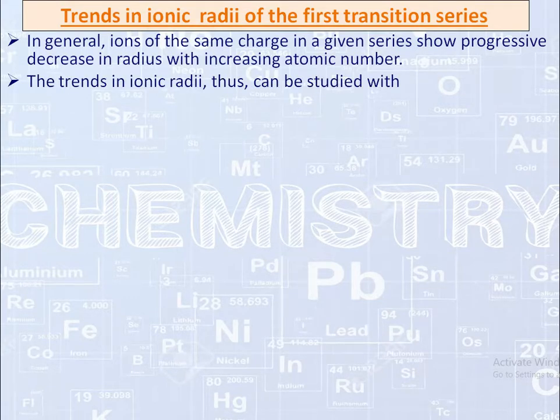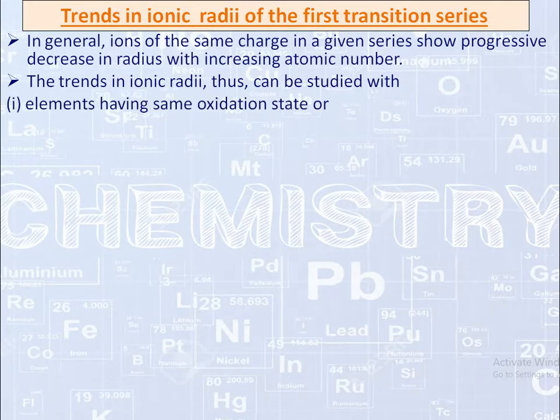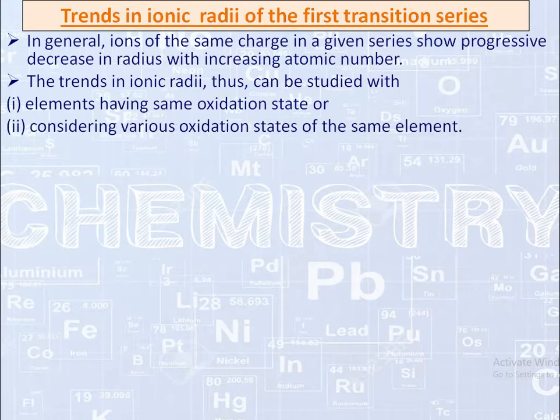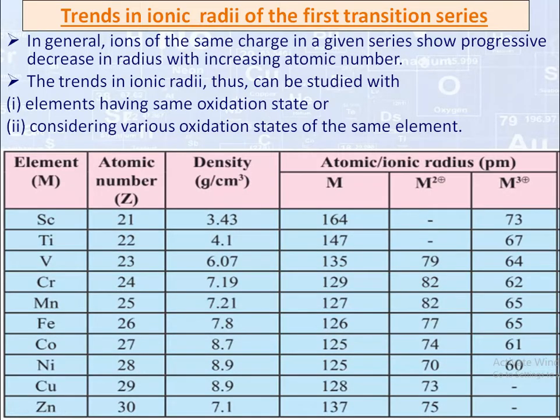The trends in ionic radii can thus be studied with elements having the same oxidation state, or by considering various oxidation states of the same element. Elements having the same oxidation state means different transition elements having the same oxidation number, and the same element having different oxidation numbers. So in this chart, let us first see the elements having the same oxidation number.